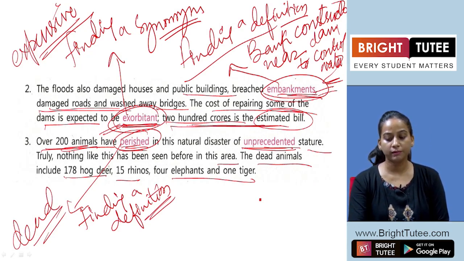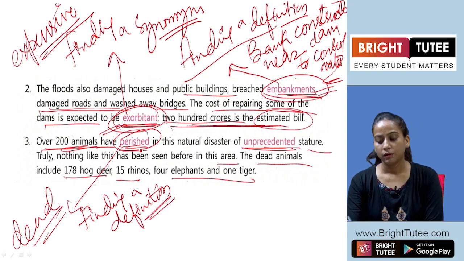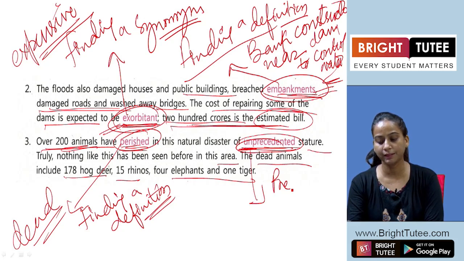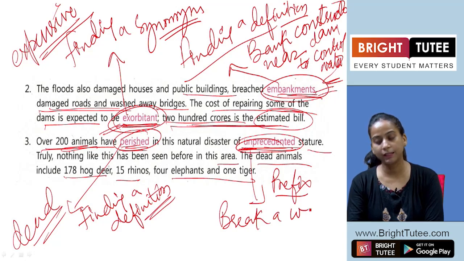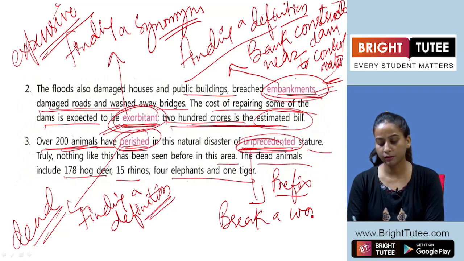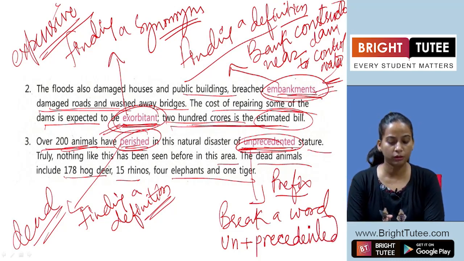Here, in this natural disaster of unprecedented stature. Unprecedented, here which particular technique are we going to follow? We can look at the suffix and the prefix, and find out whether a suffix or prefix is used here. Here the prefix is used, that is un. So the break a word technique is what we are going to use here, and we will mention it like this. Clear? Now, we'll try to get to know the meaning of that.